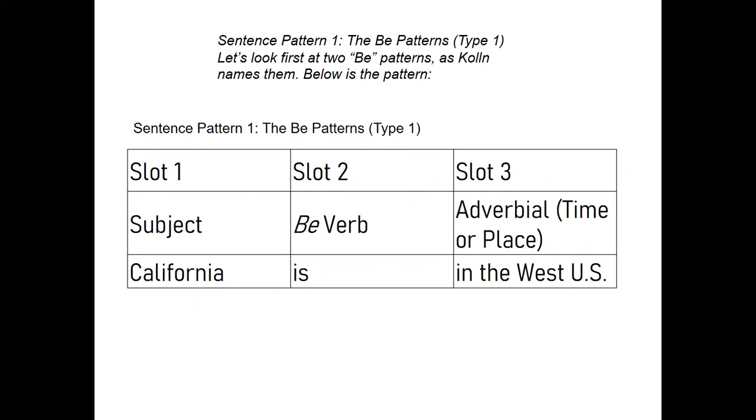We have slot one, the subject. Then slot 2, be verb. Slot 3 is the adverbial. So since it is an adverb, it will be the time or place. So the sentence in here is California is in the west. So basically the subject is California, be verb is, adverbial is in the west. The adverbial in here is what we call the adverbial phrase.